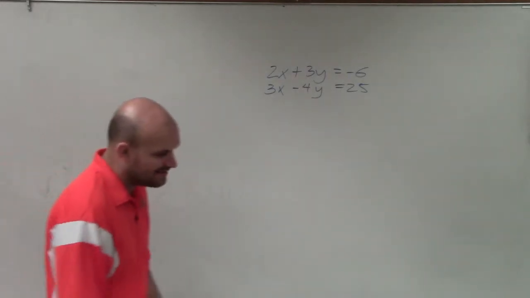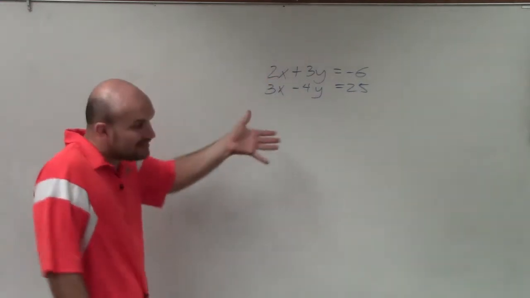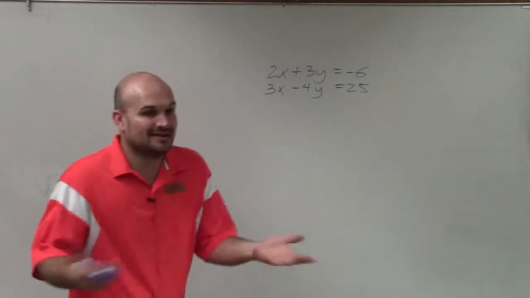So in this case, what I have is 2x plus 3y equals negative 6, and 3x minus 4y equals 25. And the idea that we're trying to get across here is we want to be able to eliminate one of our variables, x or y. And this one, it's kind of like a grab bag, really.